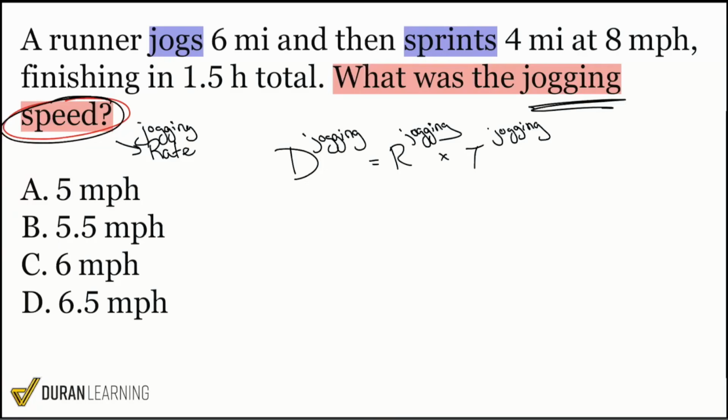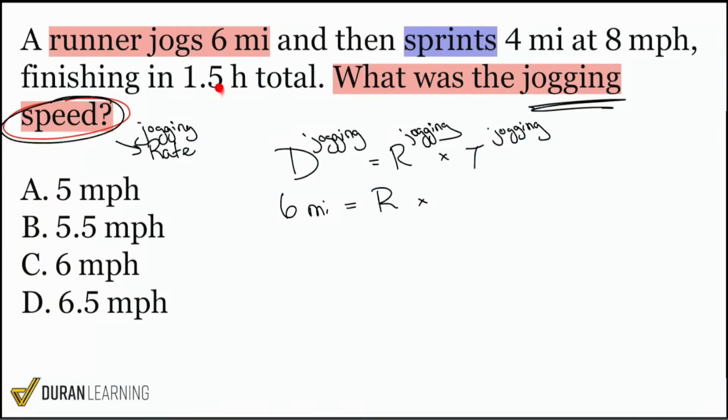Because for jogging specifically, I'm going to highlight this in red to be consistent here. I see that the runner jogs 6 miles, so I can absolutely plug in 6 miles right there. Perfect. I'm looking for the rate, so I'll leave R as is, and then I'm going to multiply by time. The problem is, this is not the time. 1.5 hours is not the time.